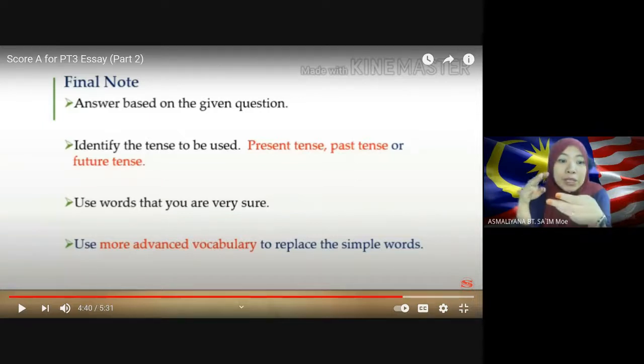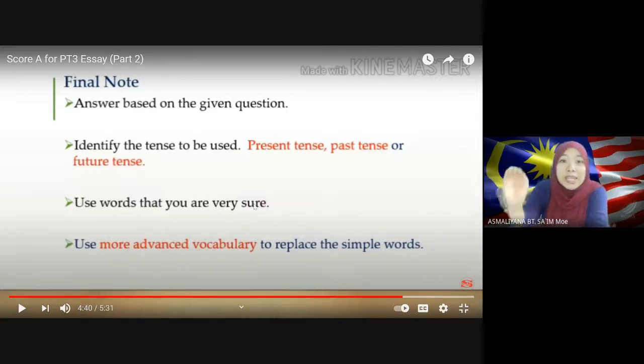Alright. Okay, third one, just now what was it, paragraphing, right, conclusion and introduction, don't forget. Alright, third one, tenses. Okay, it depends on the question. Choose the right tenses. Okay, the important thing is to choose the right tenses, whether it's past tense, present tense or future tense. Okay, next one, use words that you are very sure of.